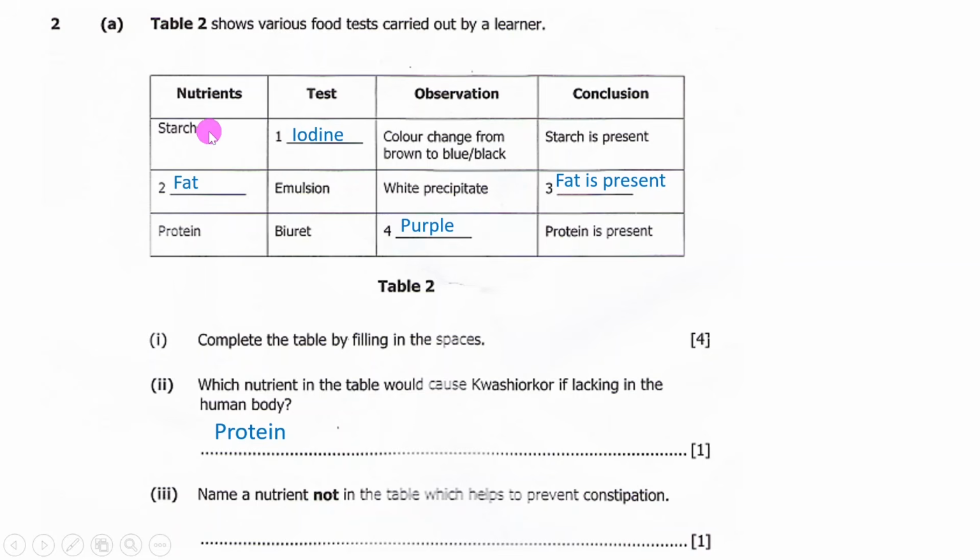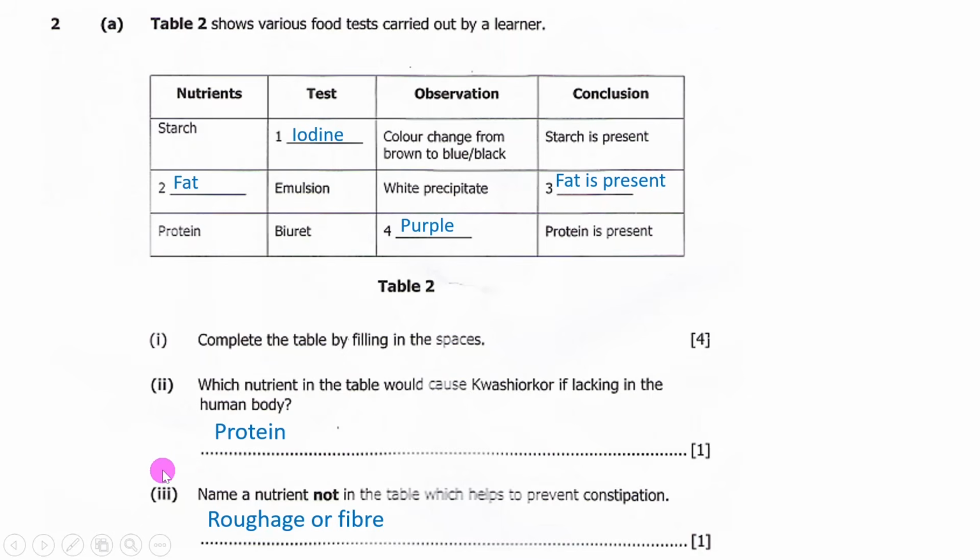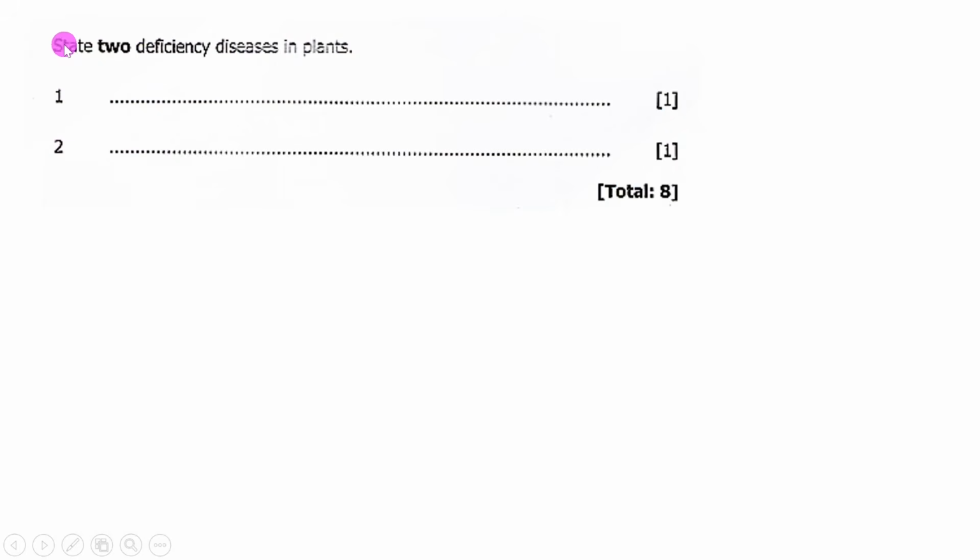Okay. Then part 3 says name a nutrient not in the table which helps to prevent constipation. So the nutrient which is not in this table but helps to prevent constipation is actually roughage, or fiber. Then this is part 3, and then this should have been B: state 2 deficiency diseases in plants. So number 1 is iron chlorosis.